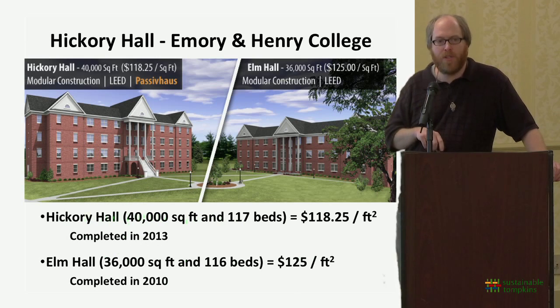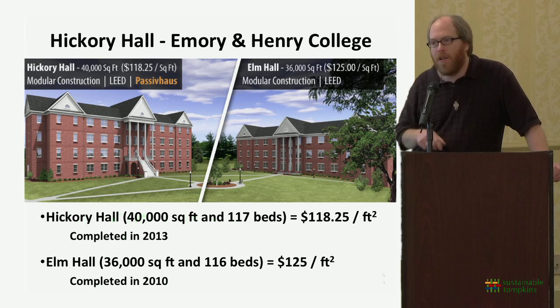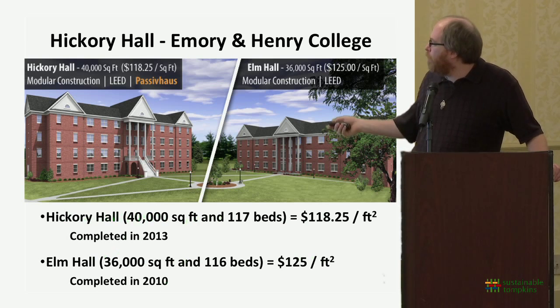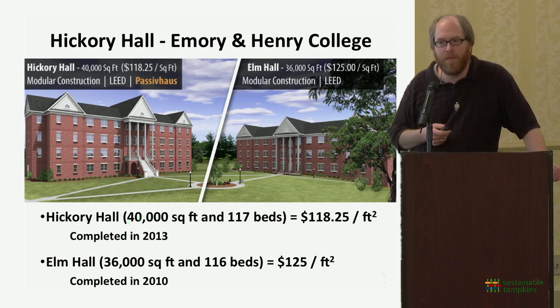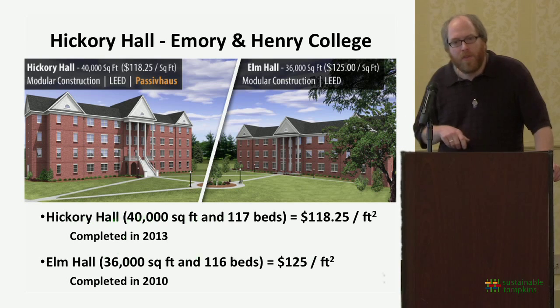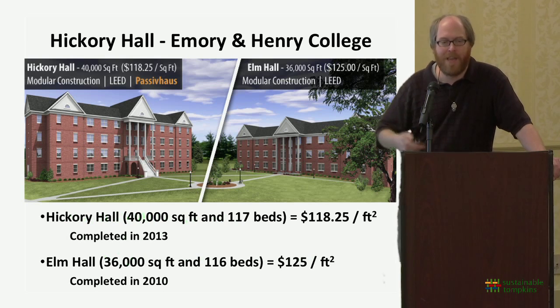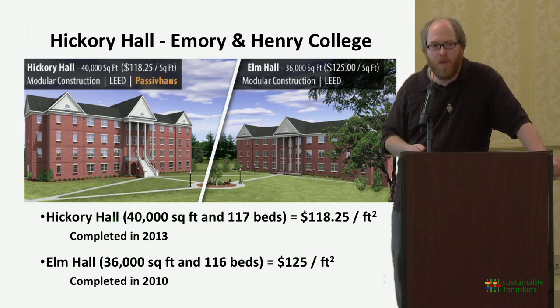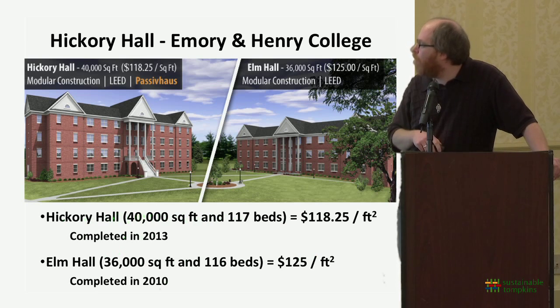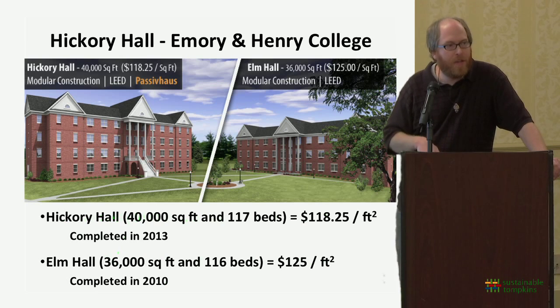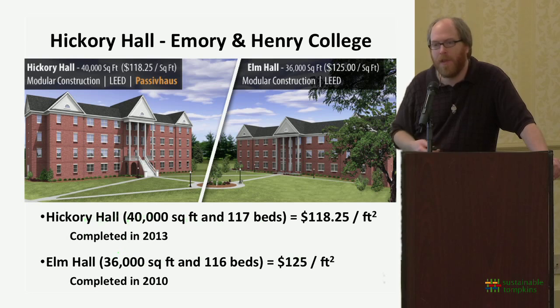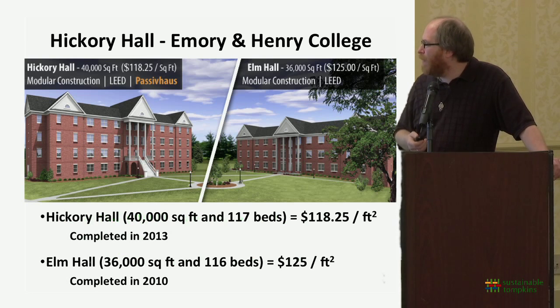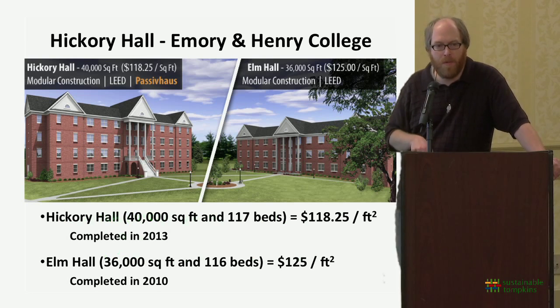When you look at the per square foot cost, Hickory Hall cost only just north of $118 a square foot. Elm Hall, which is a nearly exact copy of the building, was built for $125 a square foot just 2 years earlier. So these improvements don't have to add to the cost, and if you know that you want to do this from the beginning, you can actually find ways to bake some of this into the process in ways that allow you to achieve these much higher efficiencies with comparable building costs.